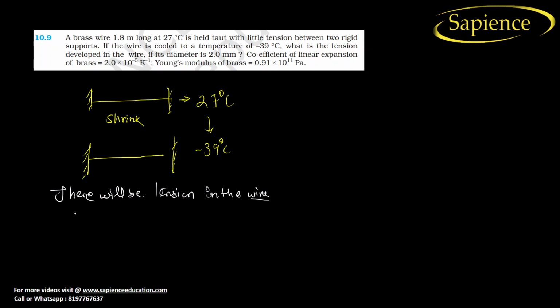So if there is a tension in the wire, we need to find what the tension is. We know the formula: stress developed is equal to Young's modulus of elasticity into alpha into delta T. Now stress is equal to force by area, which is equal to Y into alpha into delta T. So from here, force, that is tension, is equal to Y into A into alpha into delta T.